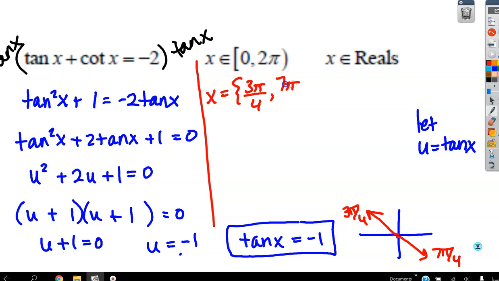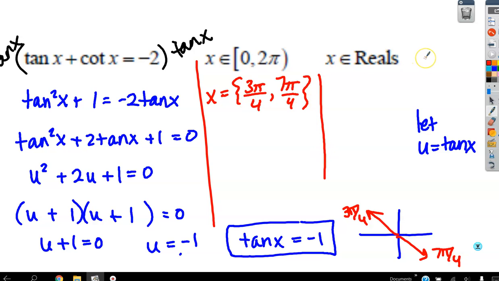Oops. Now let's make sure that they work. So I'm going to actually plug them back in. I did not do that earlier. I should have. So if I plug in 3 pi over 4, let's make sure we get out -2. Tan of 3 pi over 4 is -1. Cotan of 3 pi over 4, also -1. So yep, that one works. 7 pi over 4 is a -1 plus a -1. Yep, also works. You always want to make sure they work. So that's the particular solutions wrapped up.